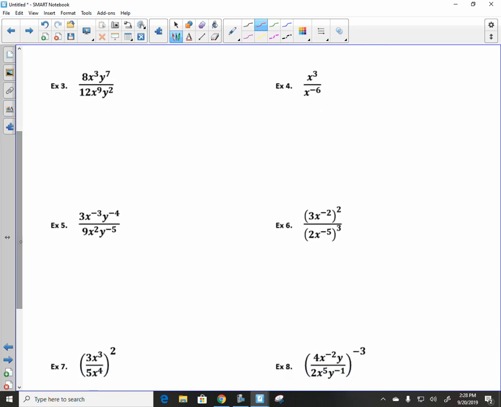Number 3, 8 over 12. 2 over 3, very good. And x to the 6th, top or bottom? Y to the 5th. What's different about example 4? What do we do when we have a negative exponent? Move it to the top. So we have x to the 3rd times x to the 6th. X to the 9th.